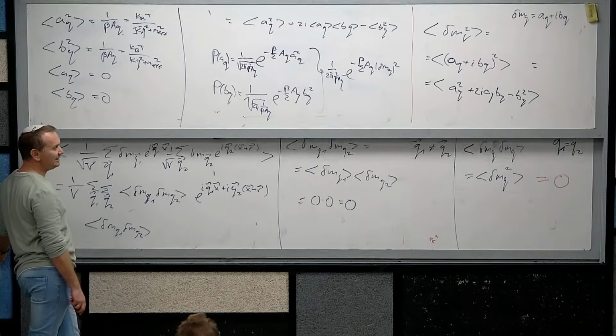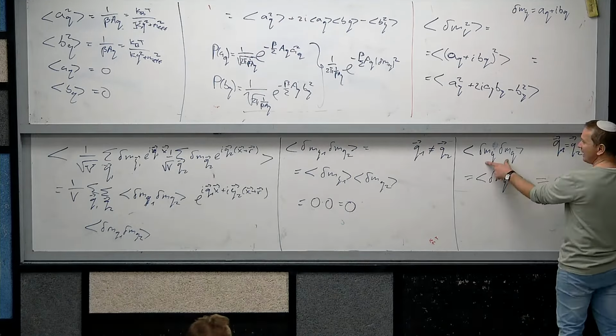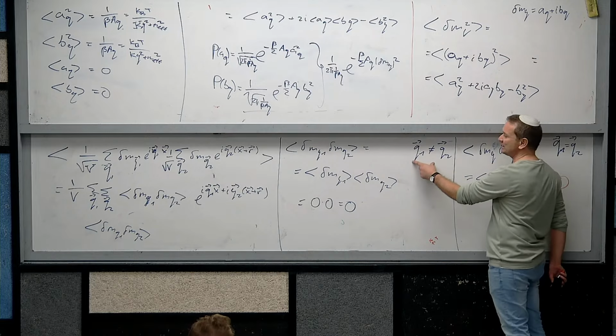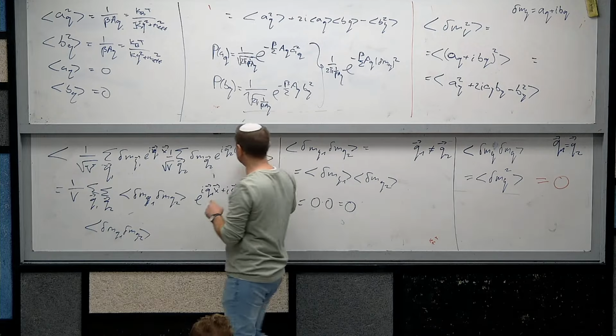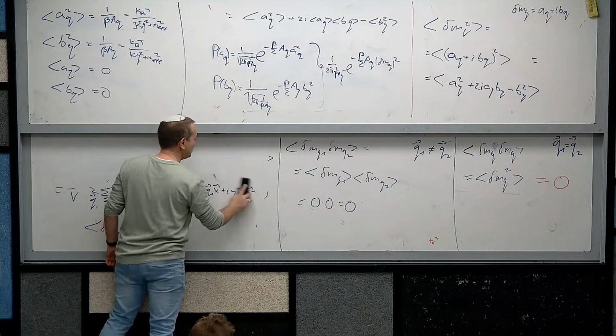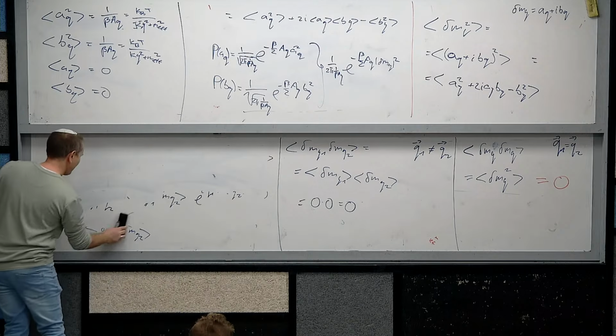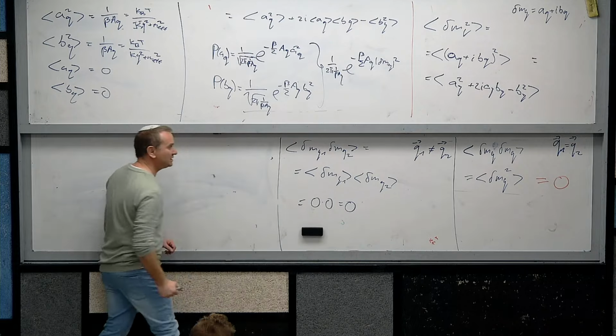Indeed, when Q1 equals Q2, this is exactly 0. And for most cases, when Q1 does not equal Q2, it's also 0. But there is a very special case. And what is the very special case? This special case is the following.